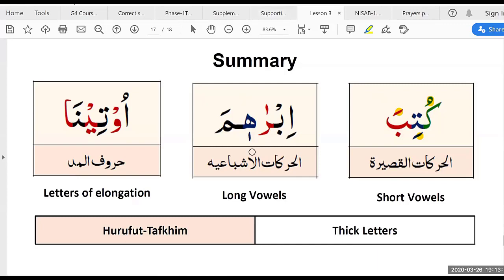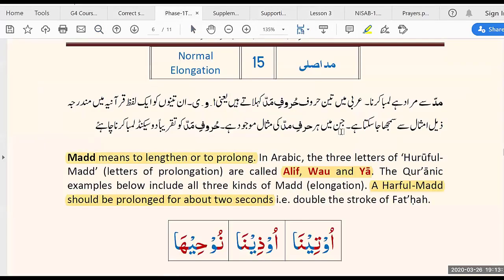Okay, so that was just a recap of the past few lessons. Now we are going to start today's lesson, which is letters of elongation. There are 3 letters of elongation in Arabic: alif, waw, and ya. The rule is very simple. Letters of elongation, also known as huruful mad, since mad means to lengthen or prolong, should be prolonged for about 2 seconds, counts, or beats.